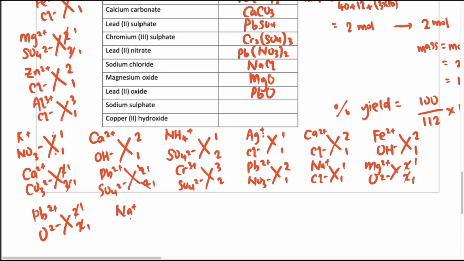Sodium sulfate. This is 1, 2 exchange. So sodium take 2, Na2, sulfate take 1. Copper hydroxide, 2, 1 exchange. So we have Cu(OH)2.